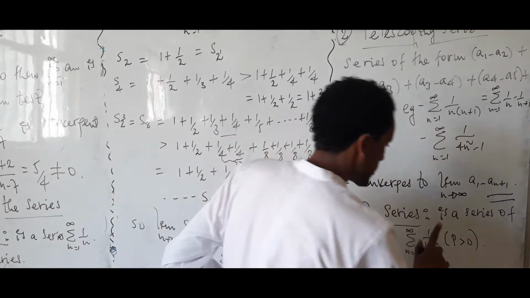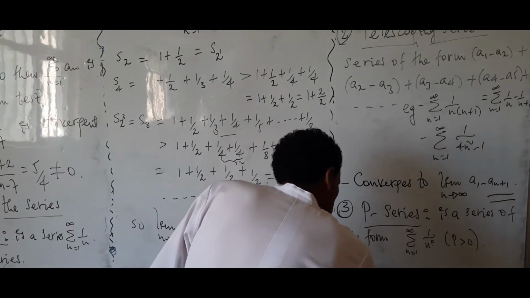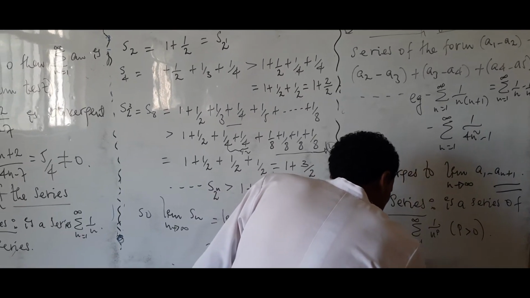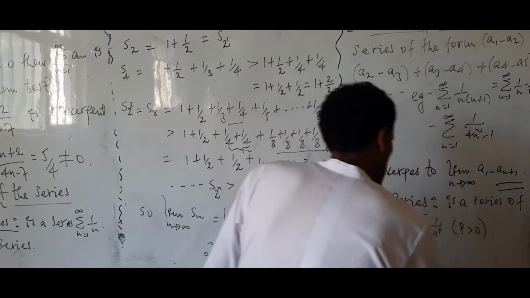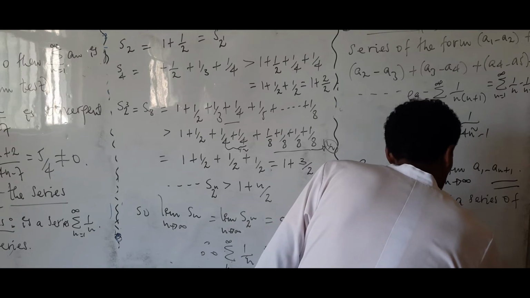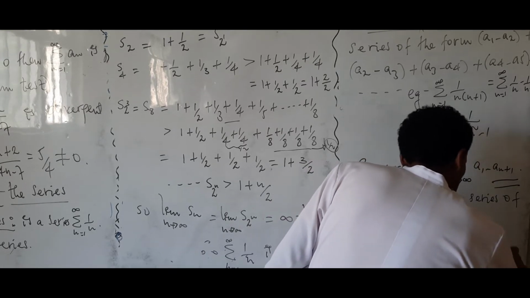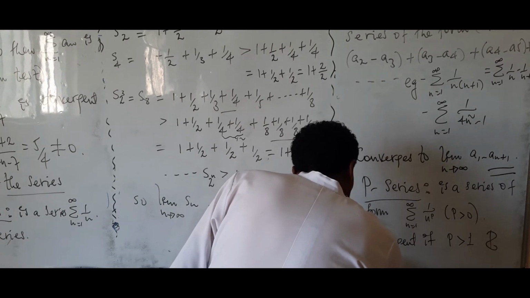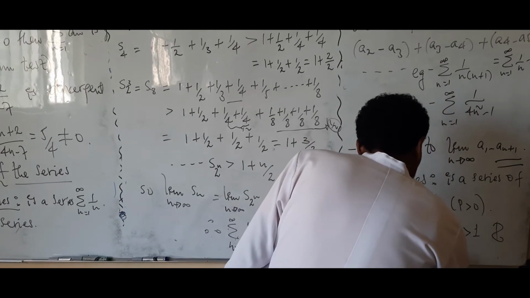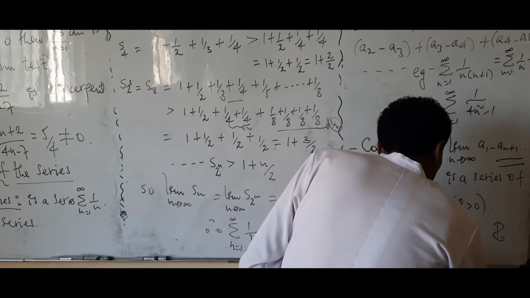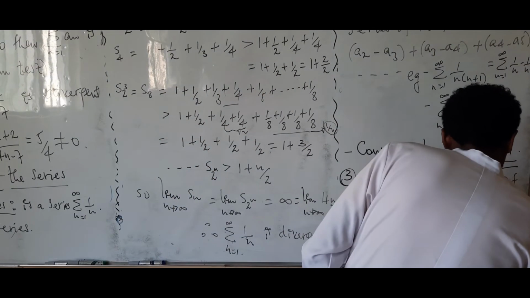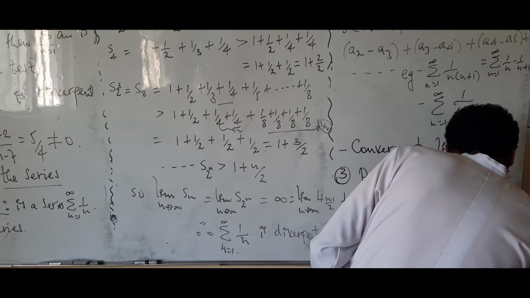When p is a number greater than 0, this series is convergent if p is greater than 1 and divergent if p is less than 1. The proof needs the integral test.